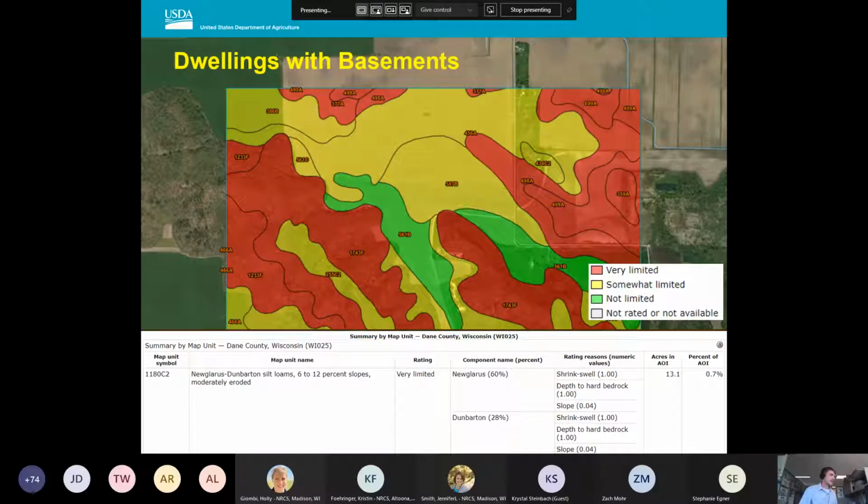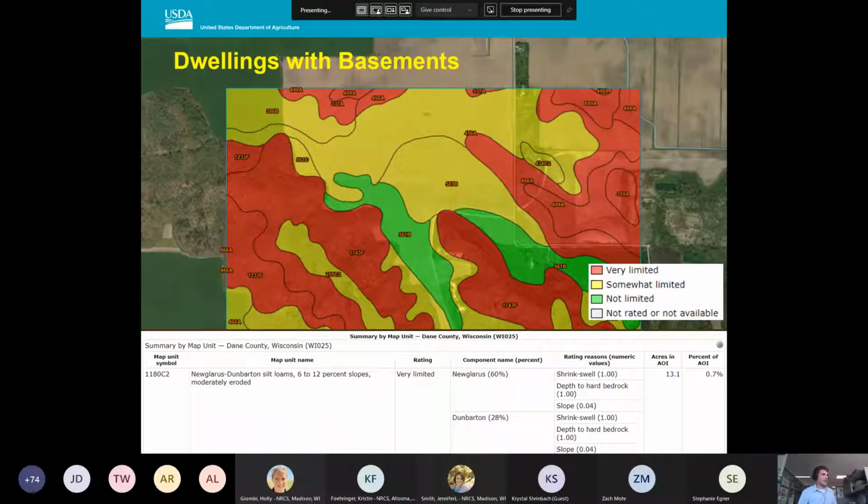So the one I always start off with is dwellings with basements, because almost everybody can understand this. We take properties like shrink swell potential, depth to hard bedrock, slope, texture. All of those properties are considered and used to develop a thematic map that shows us what's limited and what's not limited for housing with basements.